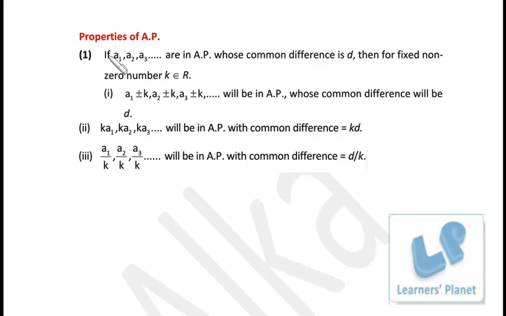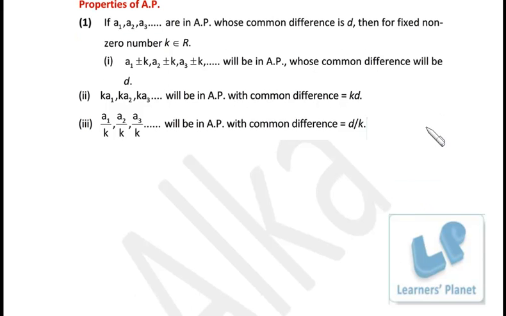Now we see the properties of an arithmetic progression. If a1, a2, a3 are in AP whose common difference is d, then for a fixed non-zero number k belonging to R, a1 ± k, a2 ± k, and so on will also be in AP, where the common difference is d.